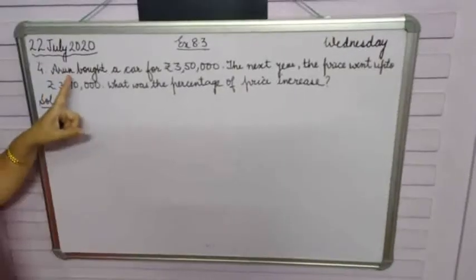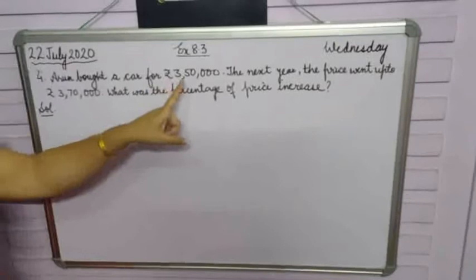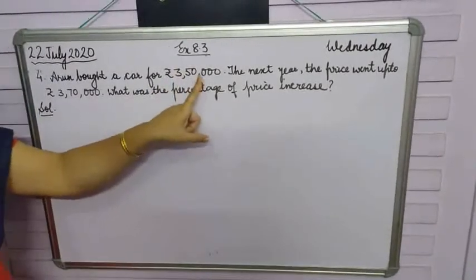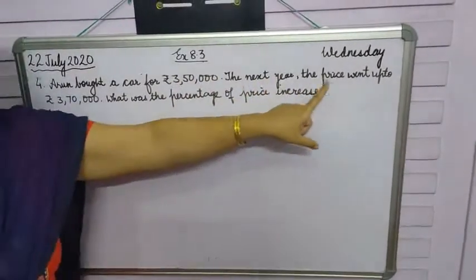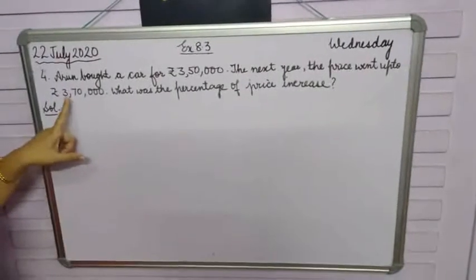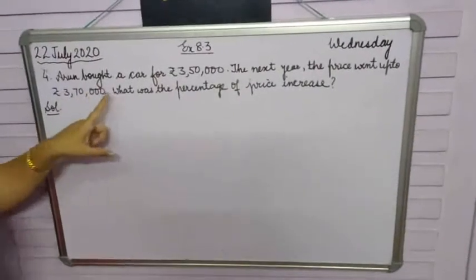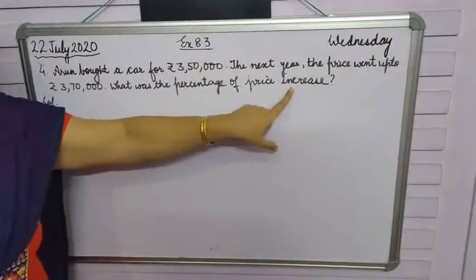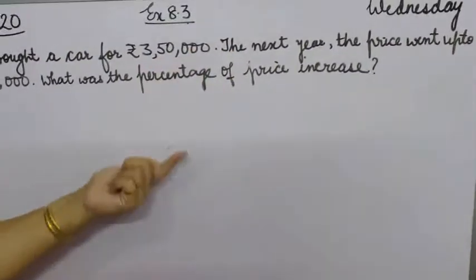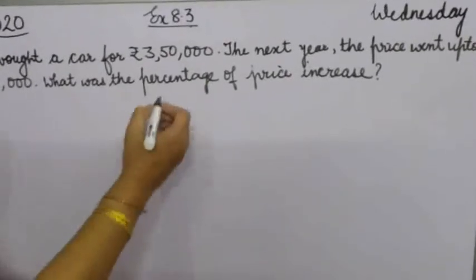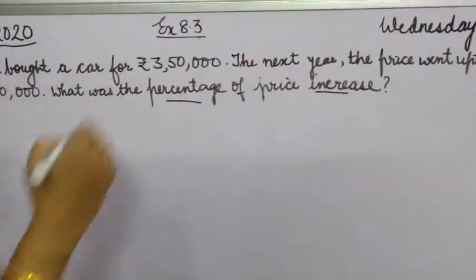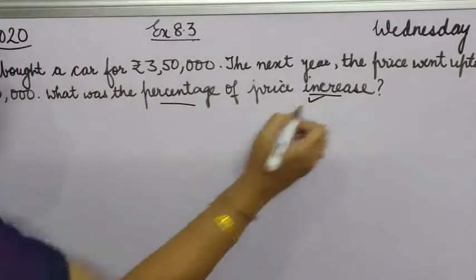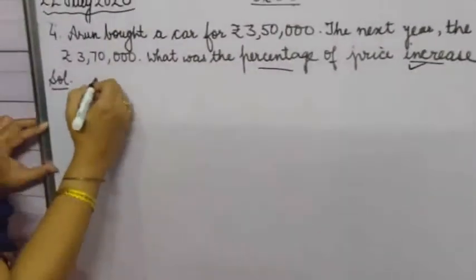Number 4. Arun bought a car for 3,50,000. The next year the price went up to 3,70,000. What was the percentage of price increase? In the last question we had found the percentage of decrease. Here we are to find out the percentage increase. So first we will find out how much the price has increased.